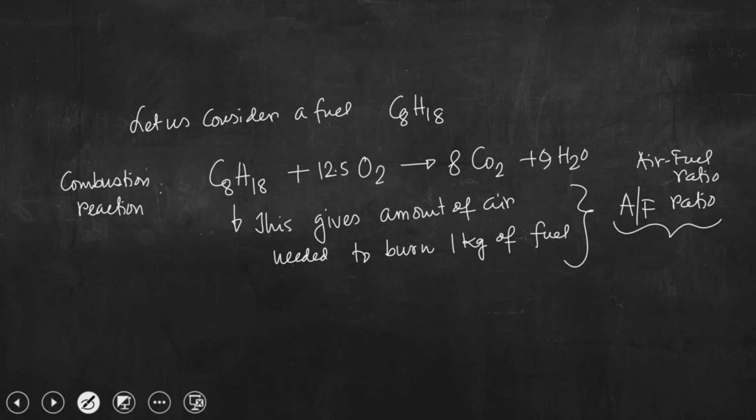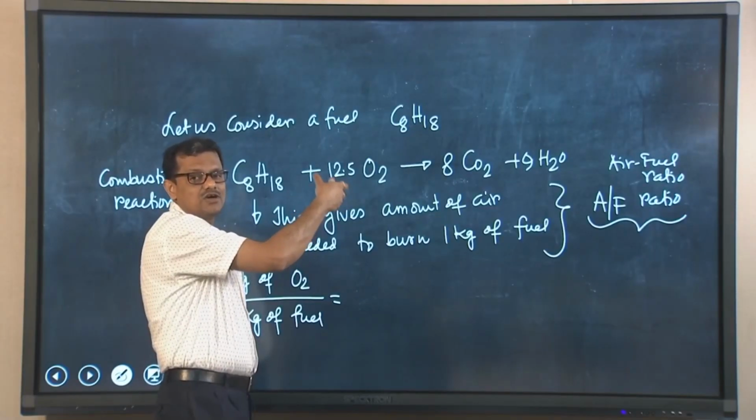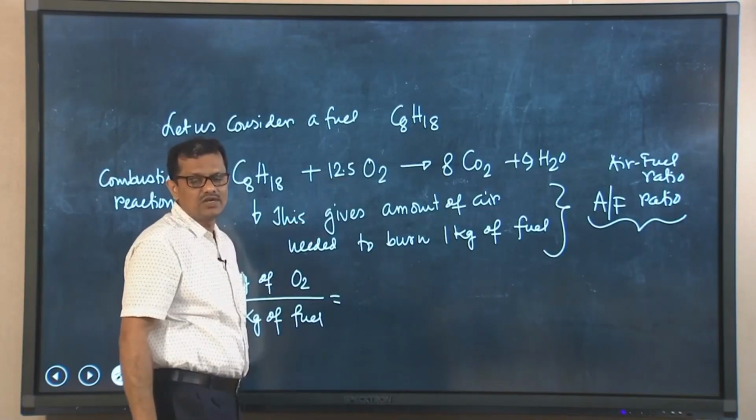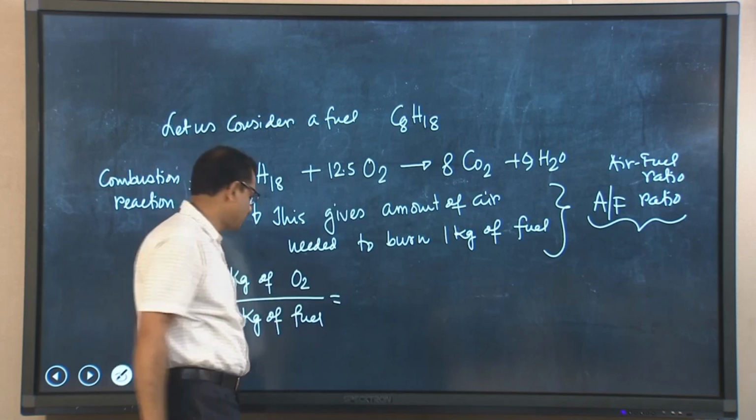Okay. So, what can we do next? So, we know that this is kg of O2 per kg of fuel. So, we can calculate that if we need to burn this much kg of fuel, this much kg of oxygen is needed, and this much kg of oxygen should come from how much kg of air, that we need to calculate. From there we can calculate the air fuel ratio, very straightforward and simple.